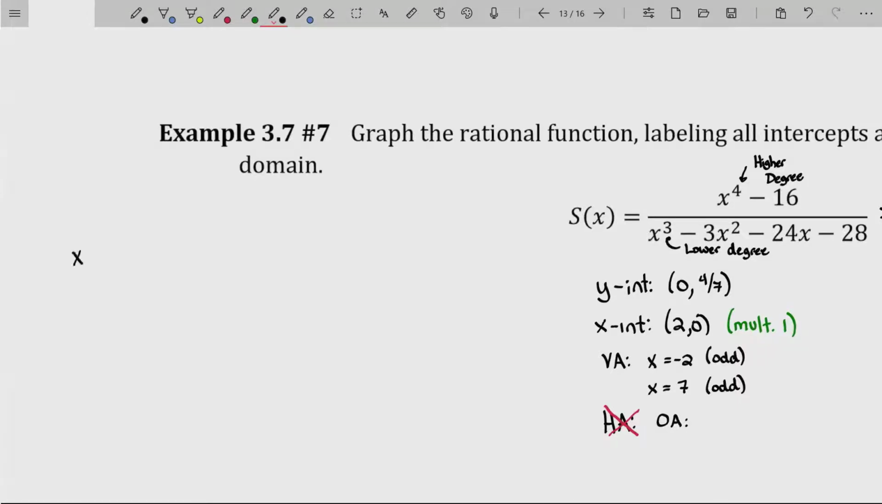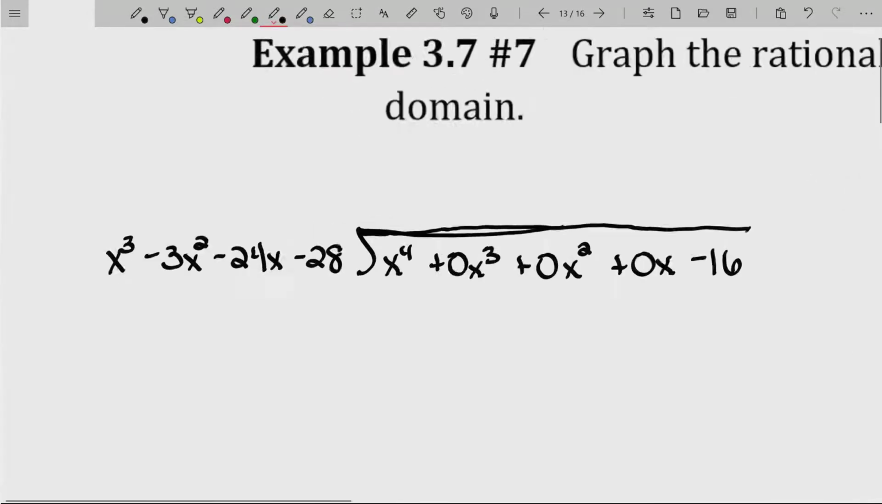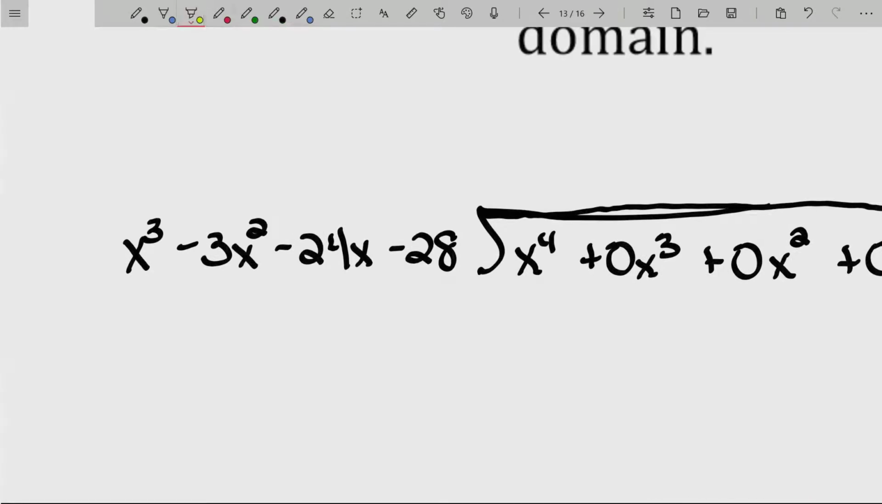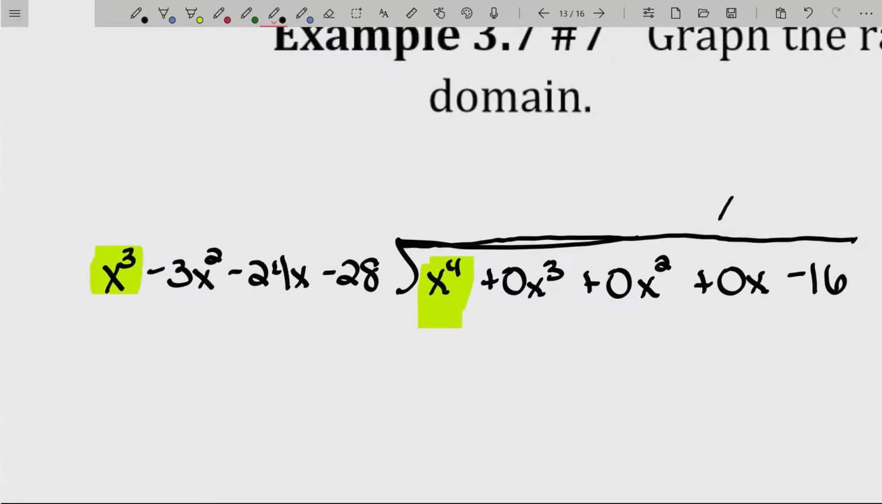We have x cubed minus 3x squared minus 24x and then minus 28. And I'm dividing that into x to the fourth plus 0x cubed plus 0x squared plus 0x minus 16. This shouldn't take too long. It does look like it at first, but it won't take too long because really all you're worried about is how many times does x cubed go into that x to the fourth? Well, x to the fourth divided by x cubed is a single lowly little x.